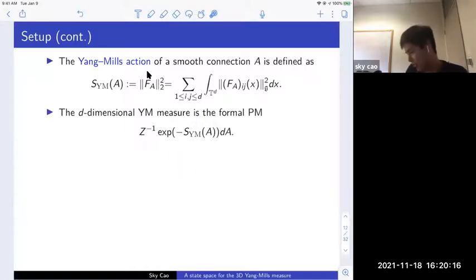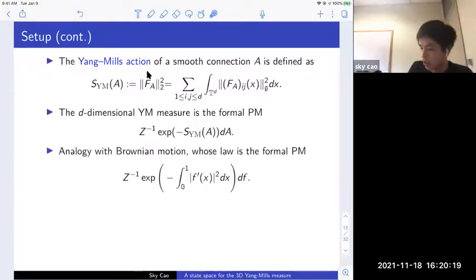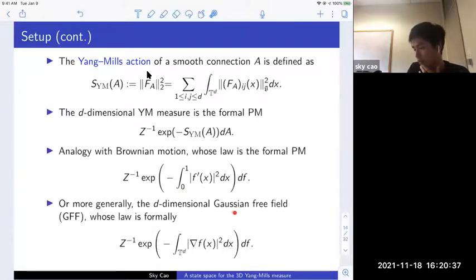To draw an analogy with some more familiar objects, recall Brownian motion, whose law can be written as this formal probability measure. The density will be e to the minus integral from 0 to 1 of f prime squared, which is basically the Dirichlet energy of f. More generally, the d-dimensional Gaussian free field has law which is formally given by e to the minus Dirichlet energy of f. Just as we have been able to successfully give rigorous meaning to these latter two formal objects, the goal is to give rigorous meaning to this first formal object. If we do so, that means we would have constructed the Yang-Mills measure.